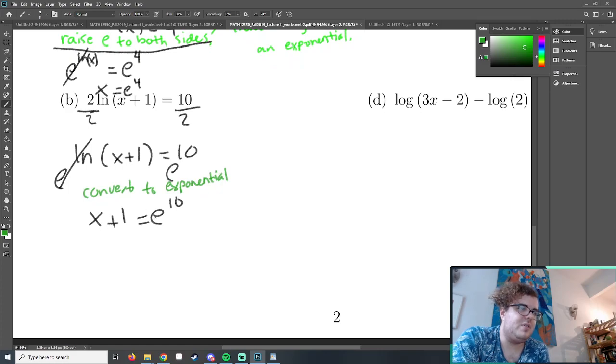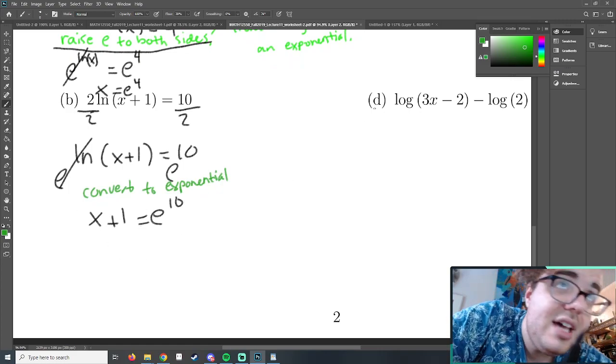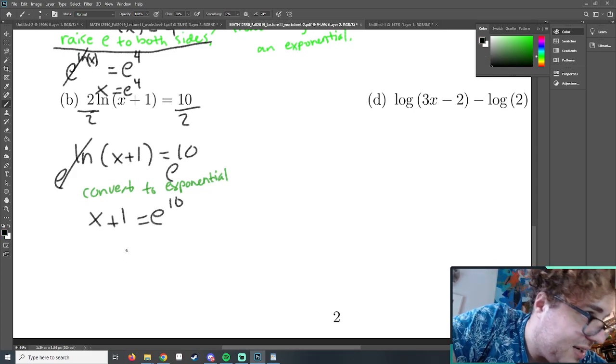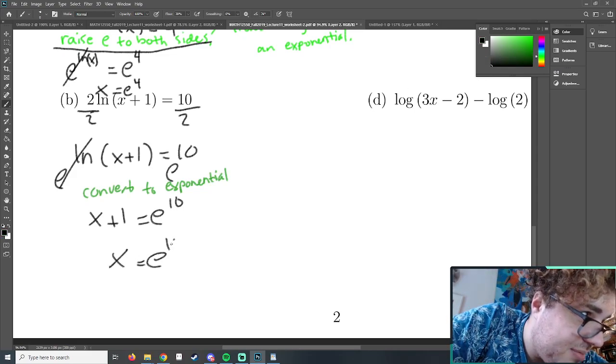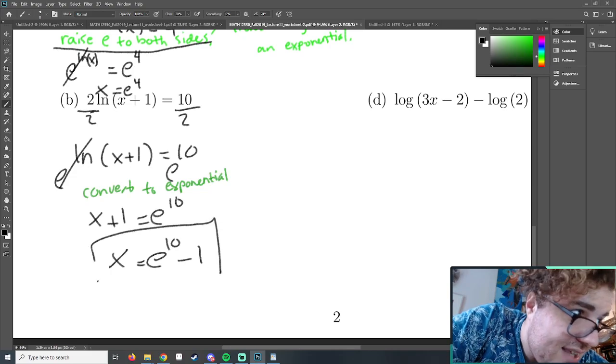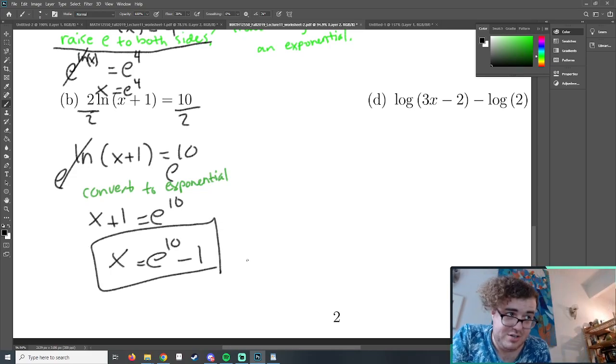So here we've converted to exponential. We have e to the 10th equals x plus 1, so this becomes very easy. x must equal e to the 10th minus 1. e is a number. e to the 10th minus 1 does not simplify. Please don't try to simplify this.